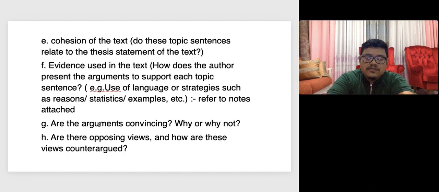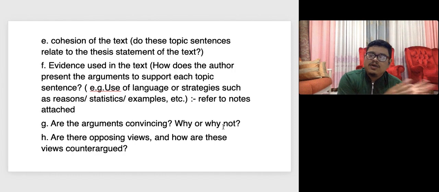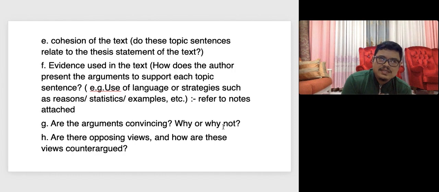Okay, are the arguments convincing, right? After you state what type of evidence or strategies the author uses, you also have to evaluate whether you think the argument is strong or not, whether it convinces you to believe whatever is said by the author or not. Like what I said before, a personal anecdote could be a weaker type of evidence as opposed to statistics or evidence from a study.